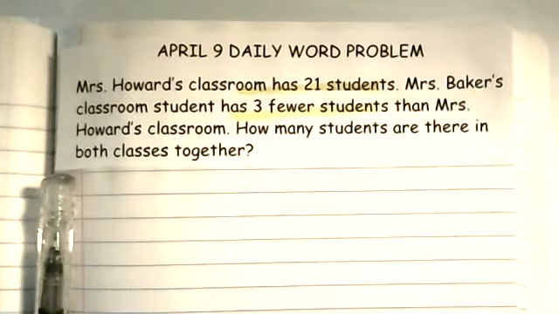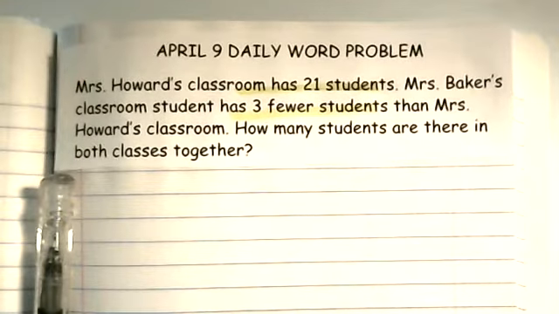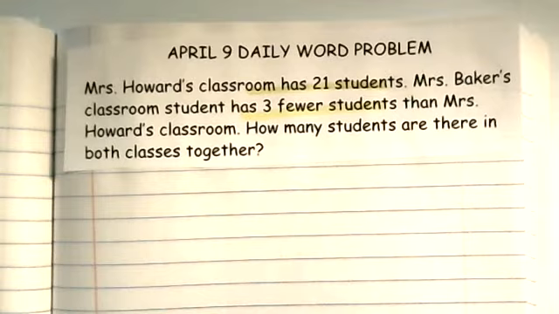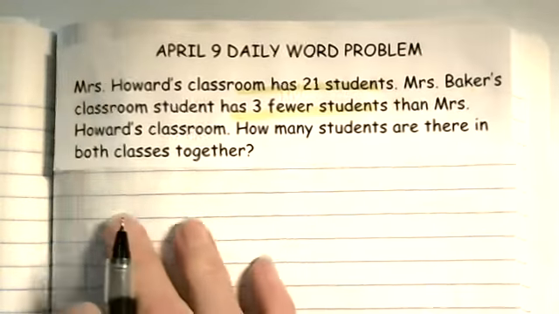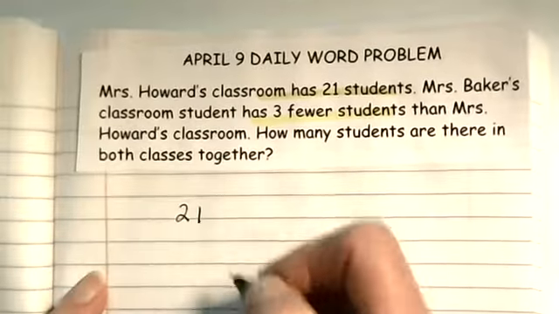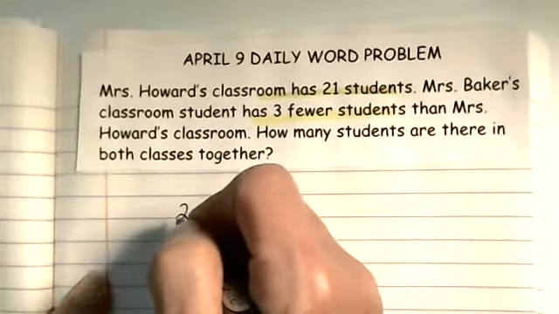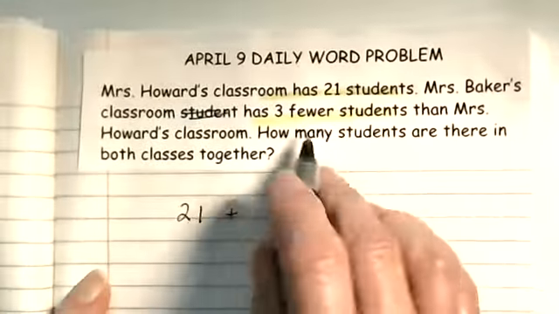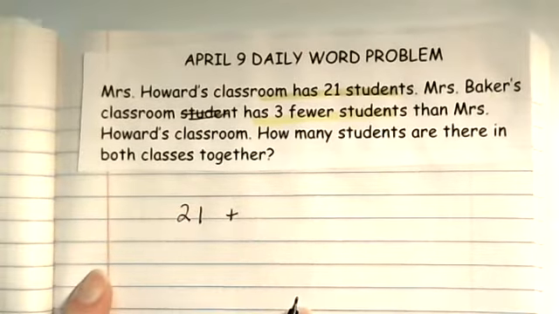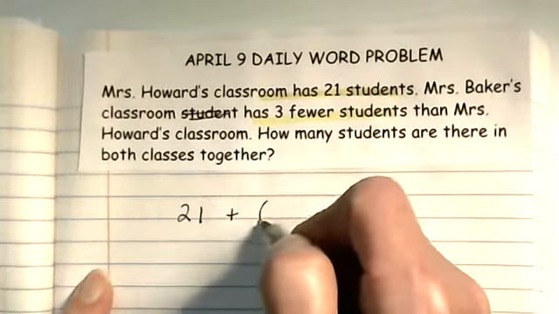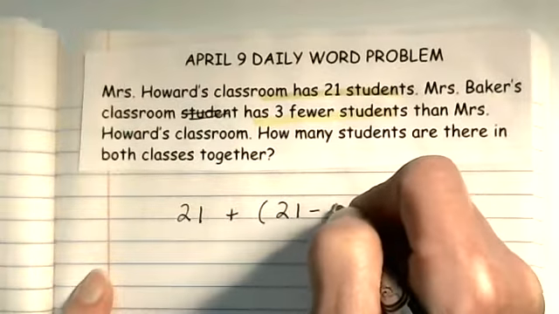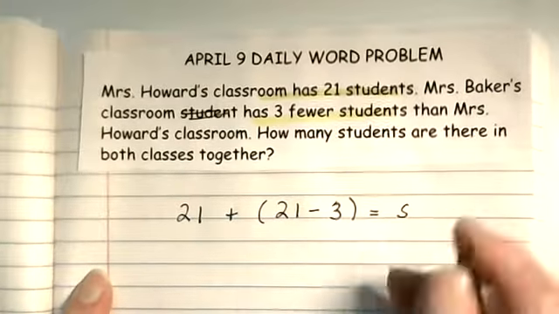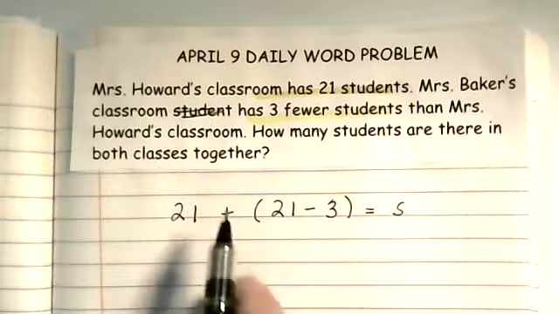Now, this is a kind of problem that at the beginning of the year we were missing a lot because a lot of you did this 21 minus 3 and you thought that was it. Well, they're telling you that we have one classroom that has 21 students. They want the all together, plus Mrs. Baker's classroom has 3 fewer students than Mrs. Howard's classroom. So we have to do this 21 minus 3 is what we're going to add to that 21 equals S for students.